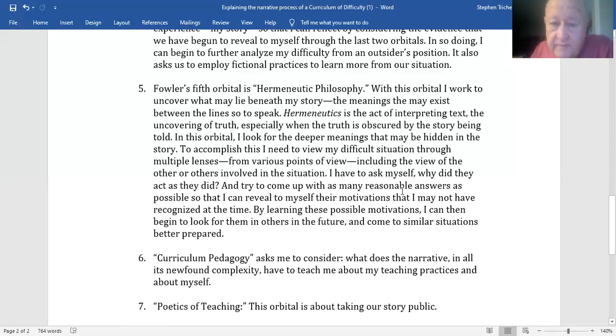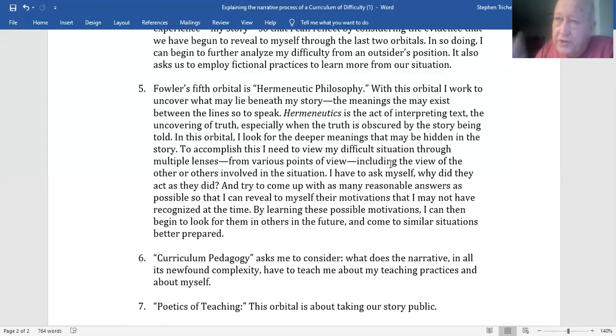I have to ask myself, why did I act? I have to ask myself, why did the others act as they did? I'm jumping ahead of myself. I have to look for deeper meanings that may be hidden from the story. To accomplish this, I may need to view my difficult situation through multiple lenses, through multiple points of view. This is where the fictional aspects come in. I have to try to imagine, first for me, but also particularly for the others, why did they act the way they did? What are the reasons?